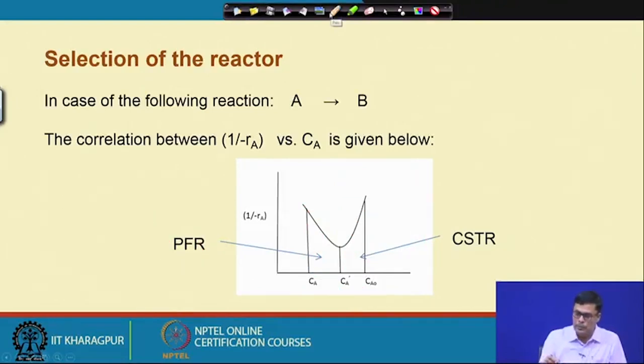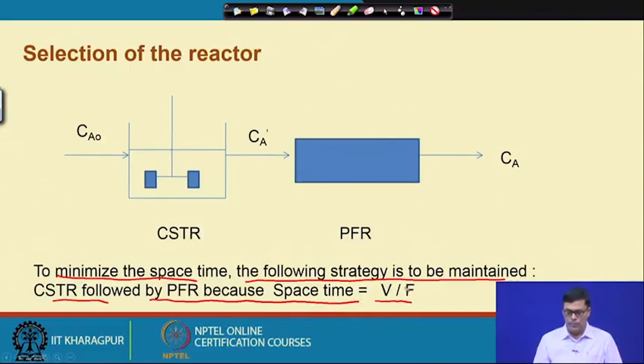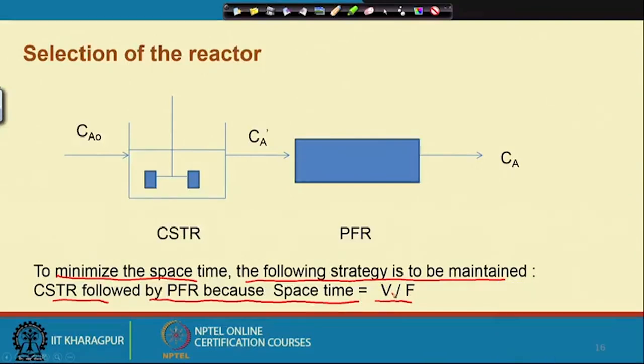So, what I have written here: what is our choice in that particular case? First, C A 0 should be passed through the CSTR, so that it is converted to C A dash, and then it is passed through the plug flow reactor to reach C A. To minimize the space time, the following strategy is to be maintained: the CSTR followed by the plug flow reactor, because the space time is equal to V by F. If the overall space time is reduced in the reaction, then the volume of the reactor will be very less. And if the volume of the reactor is less, the cost involved in the process is less. This is how we can select the reactor.